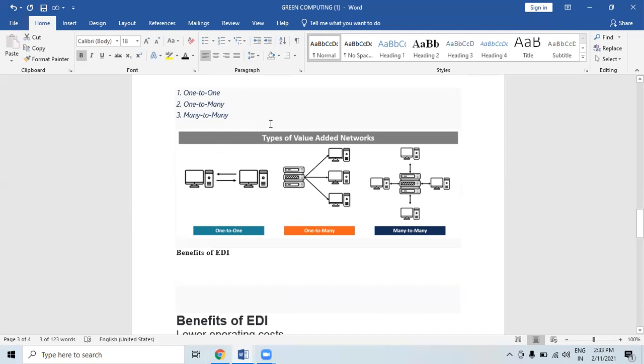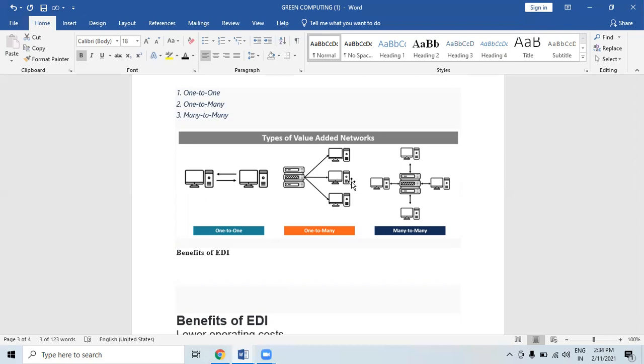And in one-to-many, a single business is connecting to multiple other businesses. You can see here a single business connected to multiple other businesses. For example, a major retailer is connected to each different supplier. You can see the example. Then many-to-many: here multiple businesses connect to one another. This is the most common type of network used in the financial market, since there are many market participants connected to each other via a single venue.